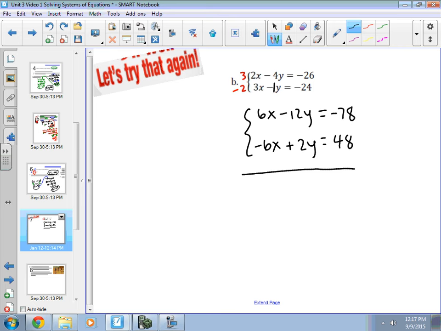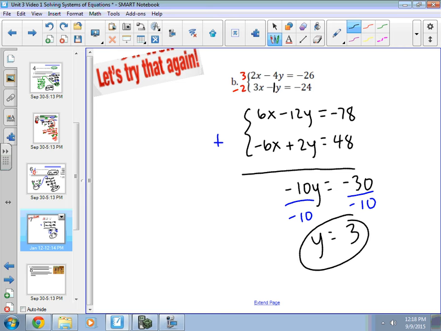Now we are going to add these together. And our two x terms should equal 0 here, so they eliminate or cancel out. If we add our y's, we get negative 10y. If we add our constant terms, we get negative 30. Now divide by negative 10. And we find out that y equals 3.